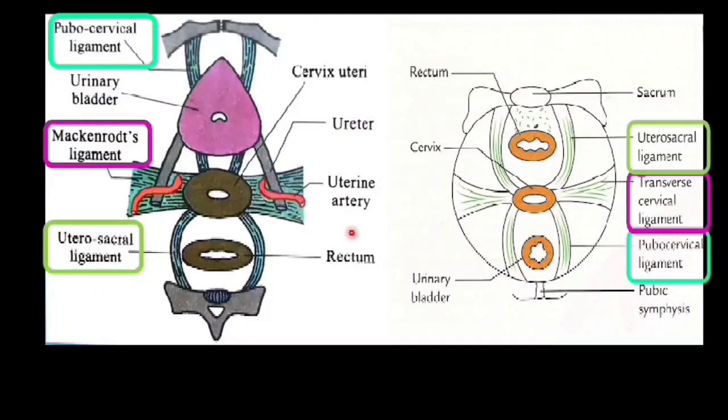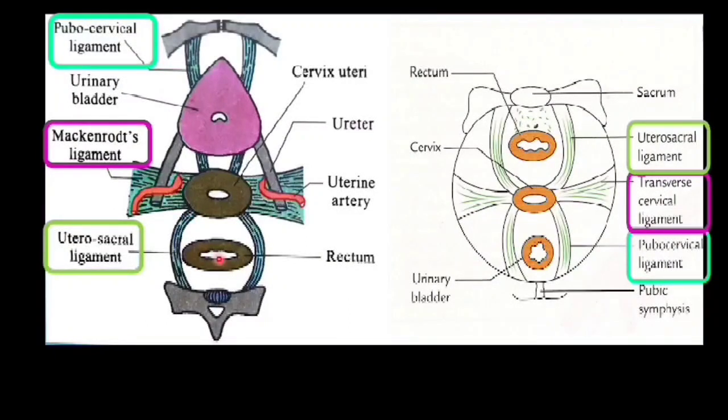So identify the urinary bladder, the cervix and the rectum. You can see the pubocervical ligament, McEnroe's ligament and uterosacral ligament. The pubocervical ligament extends from the cervix to the pubic bone along the infralateral surface of the bladder. Whereas the uterosacral ligament is going backward, that means it extends from the cervix to the third sacral vertebra and it passes on either side of the rectum.